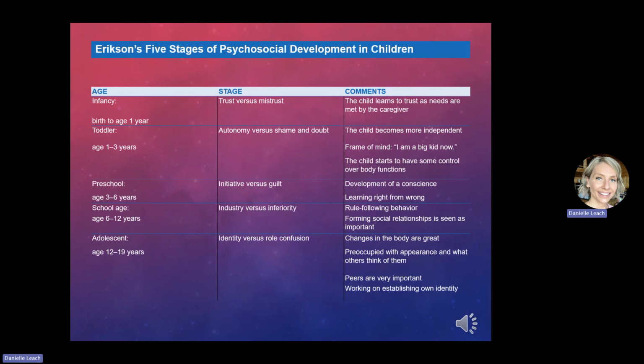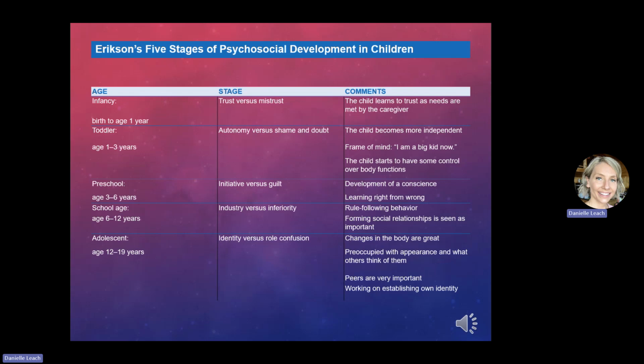The next stage in the toddler years is autonomy versus shame and doubt. This is where the child is becoming more independent. They're learning to control their bodily functions, like being potty trained. They start to do other things like maybe try to get dressed by themselves. Basically, they want to have some control over their lives, and they need to be allowed to have some autonomy.